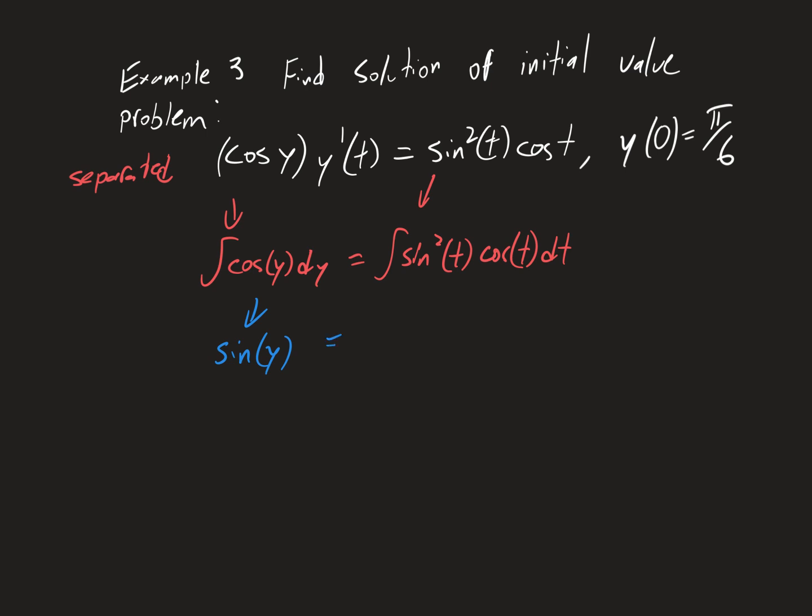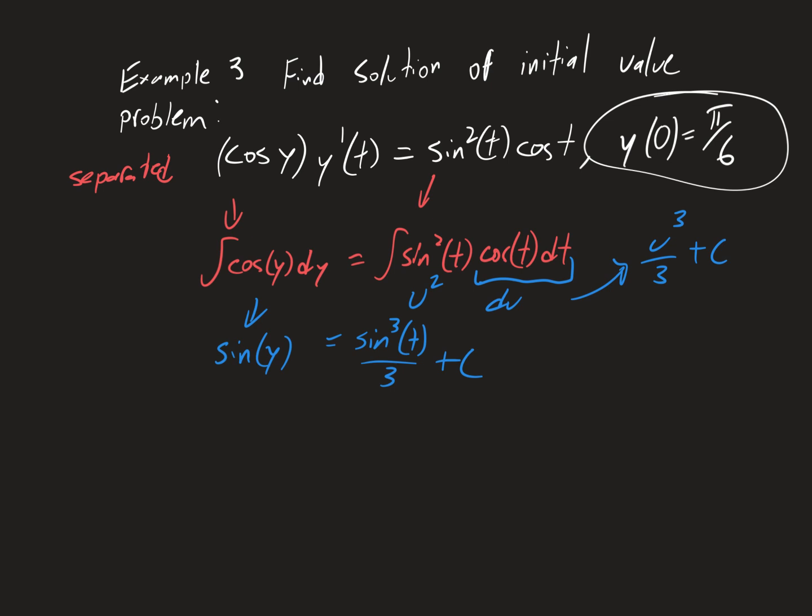Okay, so on this side, we actually have to use u substitution. So this is going to be u squared, and cosine t dt will be du. Okay, so this leads us to u cubed over 3 plus c, which is sine cubed t over 3 plus c. Okay, now from here, let's use the information they gave us up here to solve for c. Okay, so again, what I have currently is called a general solution, but when we solve for c, we can call that a specific solution. Okay, so let's plug in what we know.